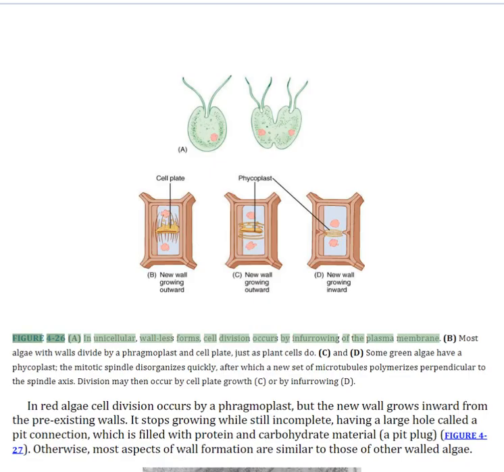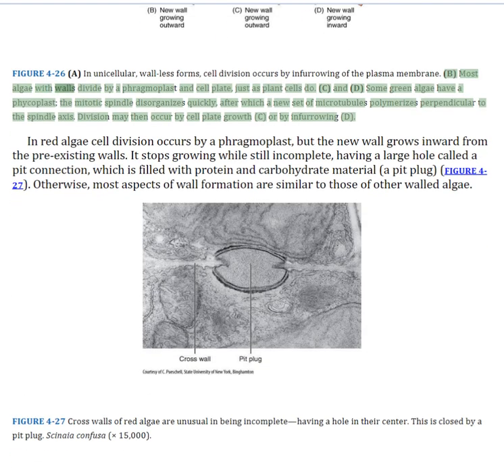Figure 4.26: In unicellular, wall-less forms, cell division occurs by furrowing of the plasma membrane. Most algae with walls divide by a phragmoplast and cell plate, just as plant cells do. And some green algae have a phycoplast. The mitotic spindle disorganizes quickly, after which a new set of microtubules polymerizes perpendicular to the spindle axis. Division may then occur by cell plate growth or by furrowing.